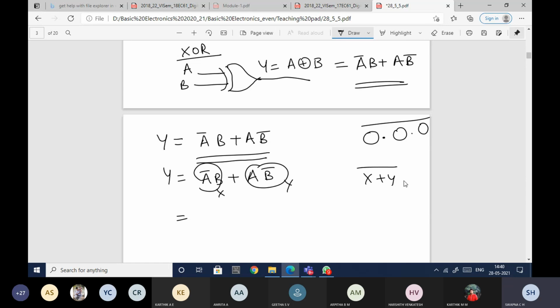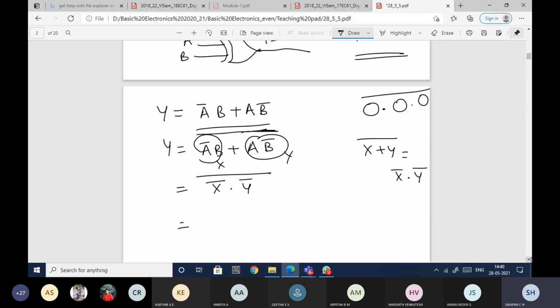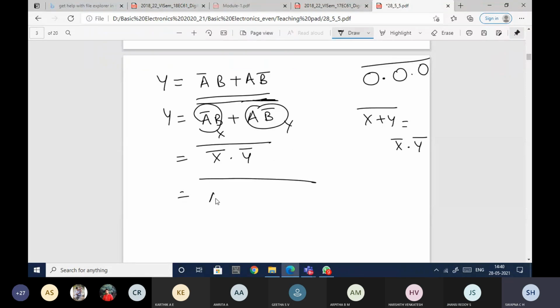So X plus Y whole bar can be represented as X bar dot Y bar. So I'll write it as X bar dot Y bar. This is the first step, using the complement I have expanded using De Morgan's law. Now let me substitute it back. X bar is nothing but A bar B whole complement, dot what is it?